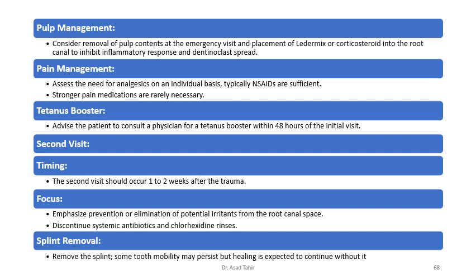Second visit. Timing. The second visit should occur 1 to 2 weeks after the trauma. Focus. Emphasize prevention or elimination of potential irritants from the root canal space. Discontinue systemic antibiotics and chlorhexidine rinses. Splint removal. Remove the splint. Some tooth mobility may persist, but healing is expected to continue without it.